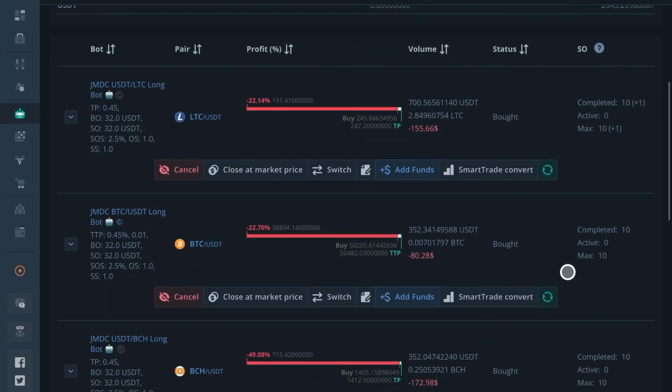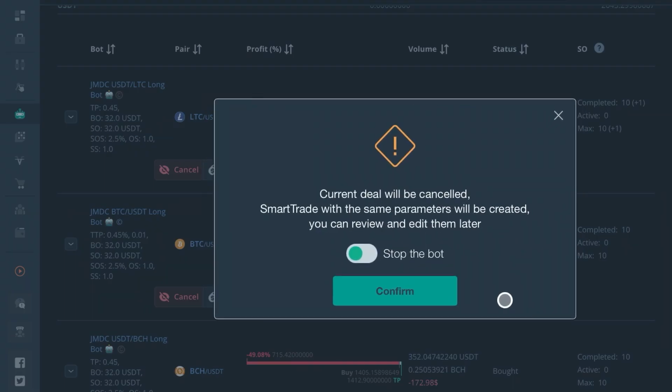Now let's just go ahead and look at option 2, right? So this bot costs $352 to run. So we're going to make sure we have $352 laying around, because that's how much it's going to cost to run this bot. Now we can go to a smart trade convert. We're not going to stop the bot. You're just going to go ahead and press confirm.